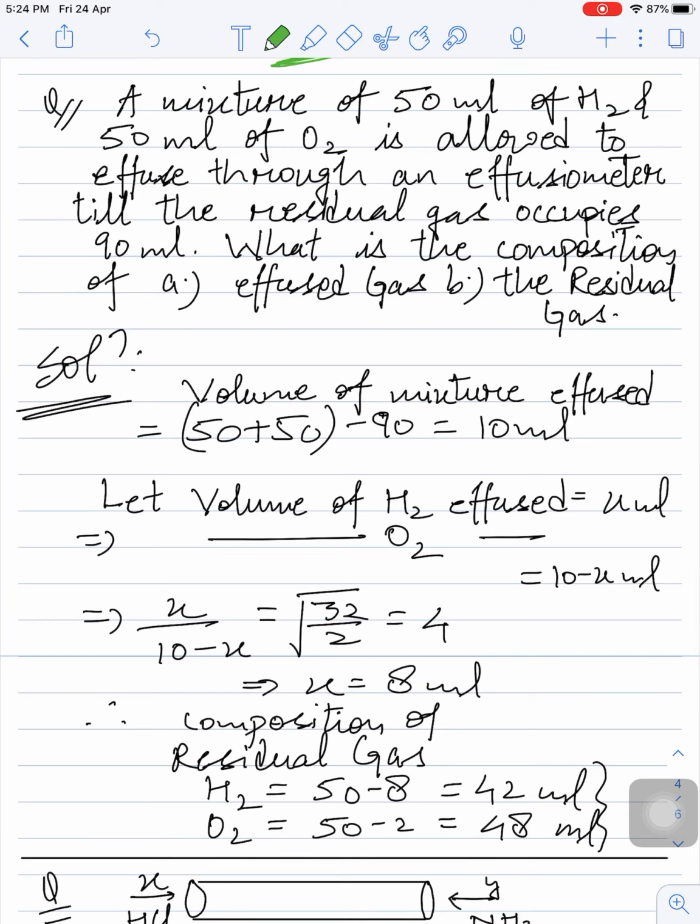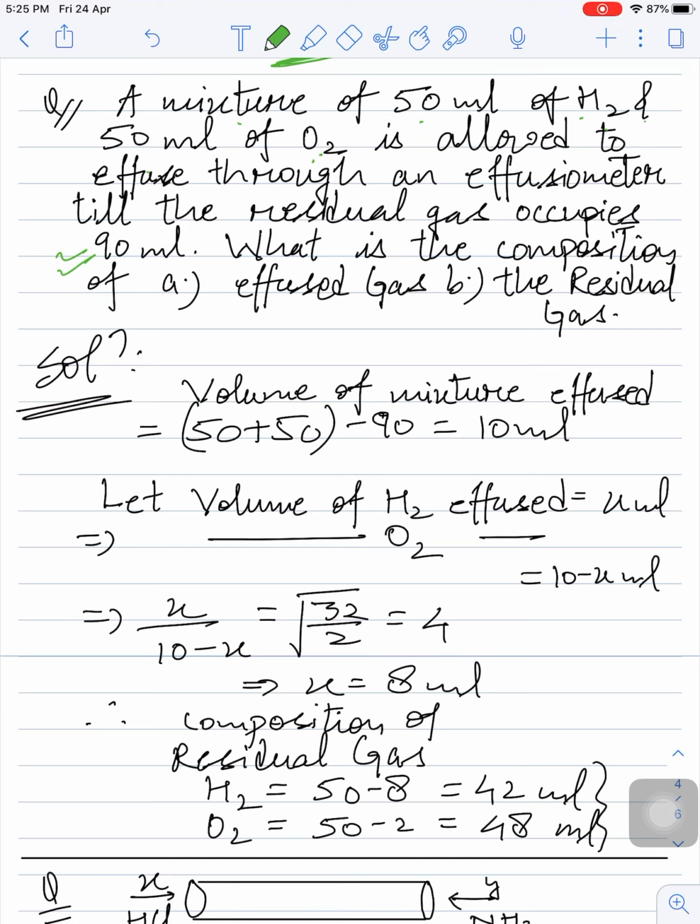So a mixture of 50 ml of hydrogen and 50 ml of oxygen, volumes are the same, is allowed to effuse. Now this is the mixture, okay? In the mixture 50 ml hydrogen is stored and 50 ml of oxygen is allowed to effuse through an effusometer till the residual gas occupies 90 ml. The total gas left is 90 ml. It means some 10 ml is leaked, isn't it? 10 ml gas has been effused or leaked.